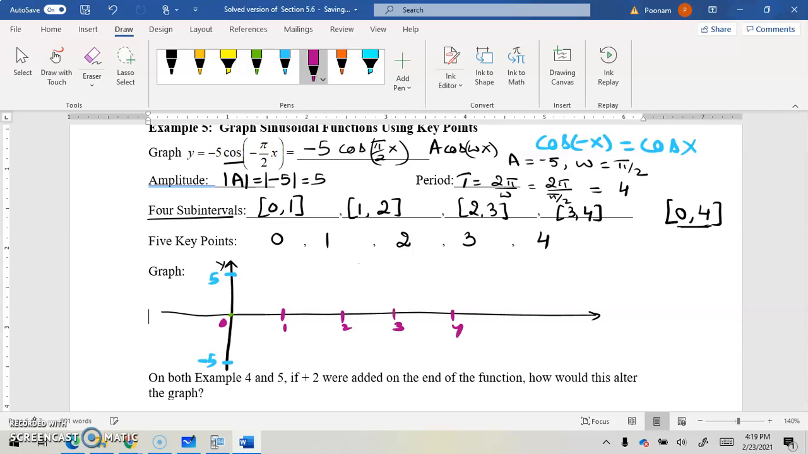The 5 key points are 0, 1, 2, 3, 4. This is a cos function, so at 0 it is highest, but because of this negative 5 it will be reflected. So at 0 it is negative 5, at 1 it is 0, at 2 it is 5, then 0 at 3 and negative 5 at 4. So the one whole cycle of the curve would look like this, and we can extend it to both sides to get the complete graph.